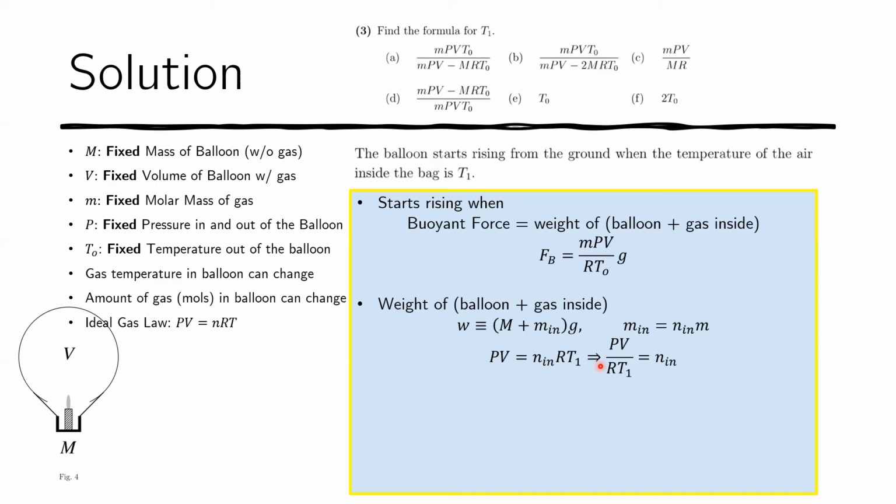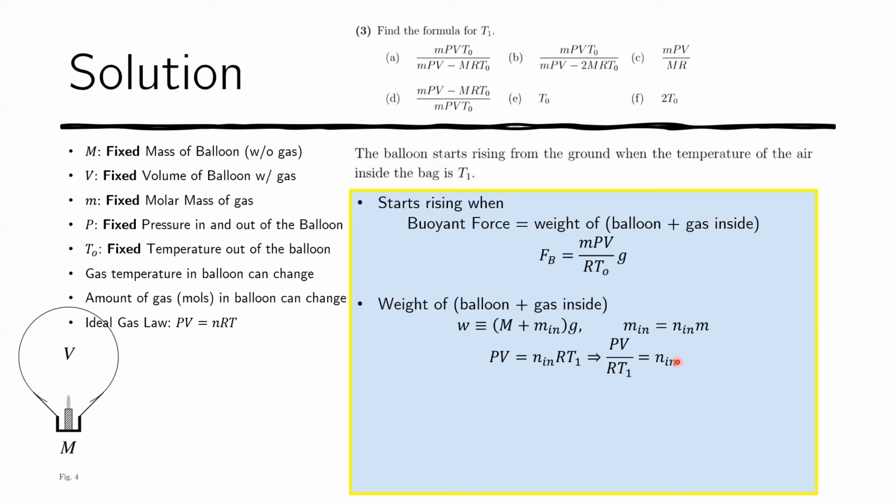And it's the same manipulation from the previous two questions. So we have here PV is the same. It did not change. What changed here is the temperature, because this is now the temperature inside the balloon, T sub 1. And this is what we're looking for. At what temperature does the buoyant force equal the weight of the balloon and the gas inside it?